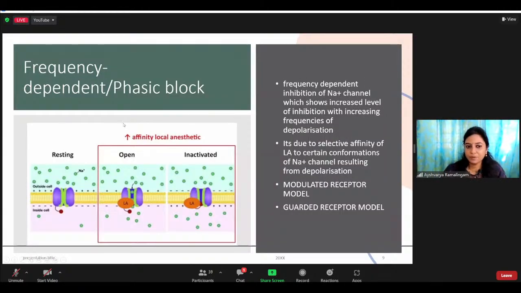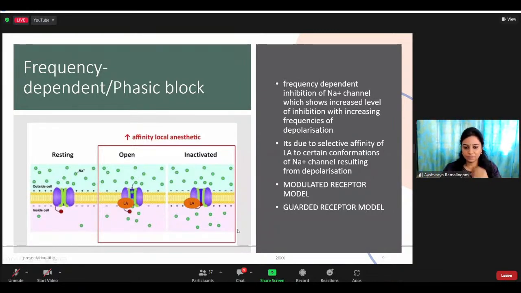The frequency-dependent blockade, or phasic blockade, is nothing but whenever a local anesthetic binds with an open sodium channel or an inactivated sodium channel, there is increased affinity, which causes increased blockade of the action potential. The resting conformation of the sodium channel has very little affinity for the local anesthetic. So when there is an increased frequency of waves of depolarization, the local anesthetic binds much better, and there is much more inhibition of the action potential. This is called the modulated receptor model.